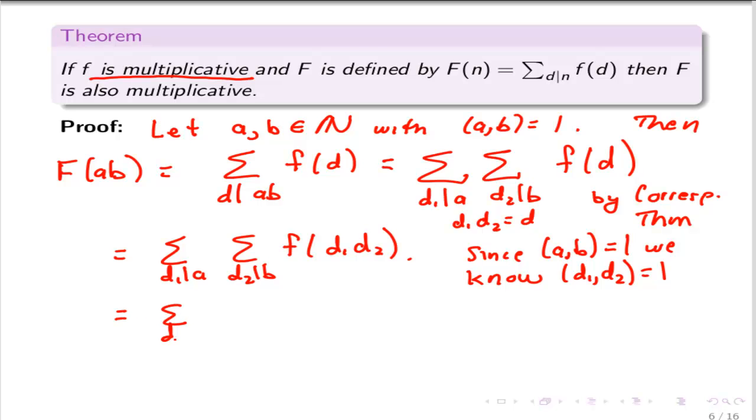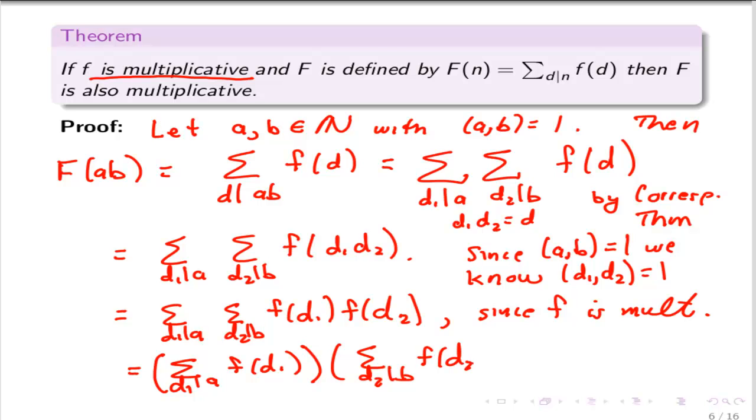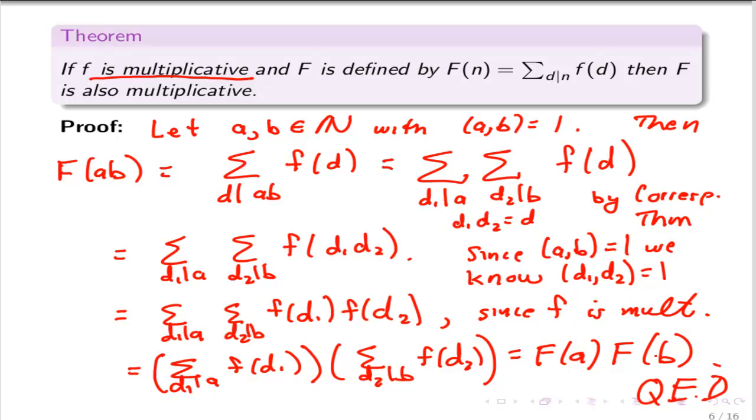Therefore, this will equal f of d1 times f of d2, since f is multiplicative. Little f is multiplicative. Now what are we looking at here? We've separated the variables, so we can say this is the sum over the divisors of a of f of d1, times the sum over the divisors of b of f of d2, by the distributive law. And the first sum is exactly capital F evaluated at a, and the second sum is capital F evaluated at b. QED. Capital F of ab is the product of the capital F's.